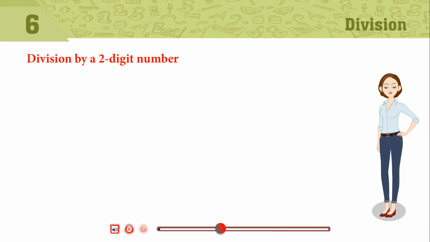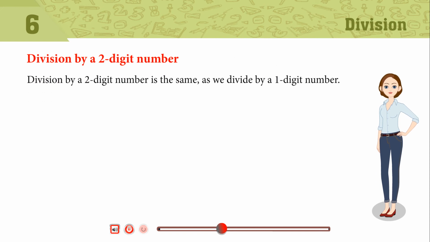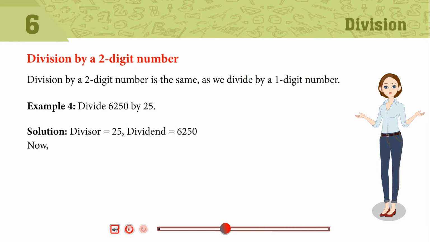Division by a two-digit number. Division by a two-digit number is the same as we divide by a one-digit number. Example 4. Divide 6,250 by 25. Solution. Divisor is equal to 25. Dividend is equal to 6,250. Now, steps for dividing a number.